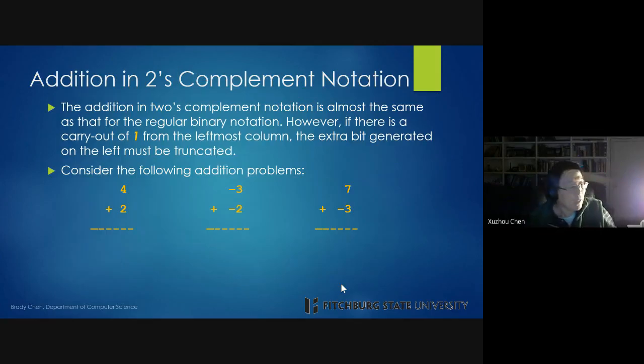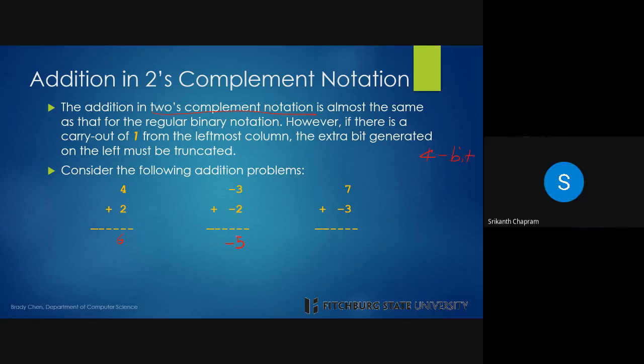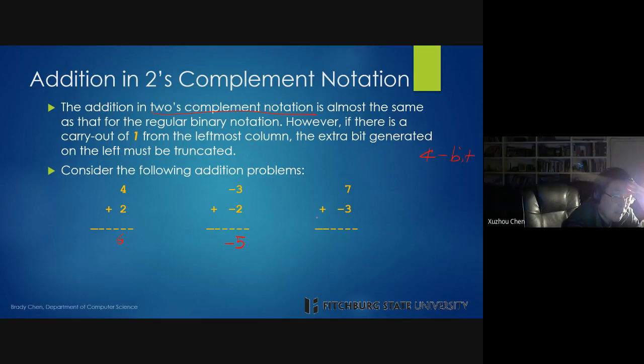Now let's take a look at how you actually perform the addition. Again, we are doing all of this in 2's complement notation with 4 bits. If we directly do the addition, 4 plus 2, that's 6, right? -3 plus -2, what is this? -5. 7 plus -3, it's the same as 7 minus 3, so that's 4.